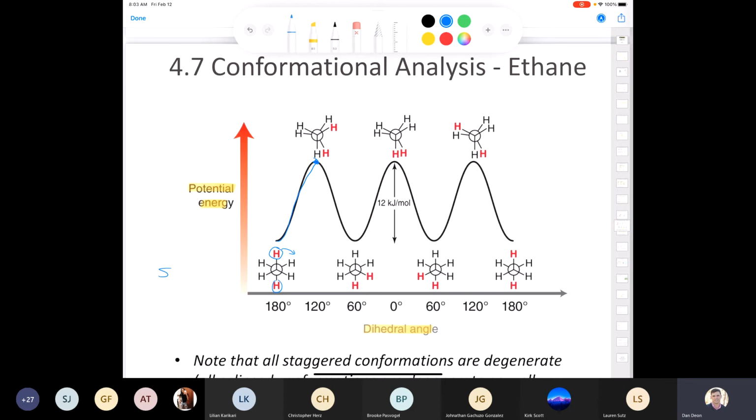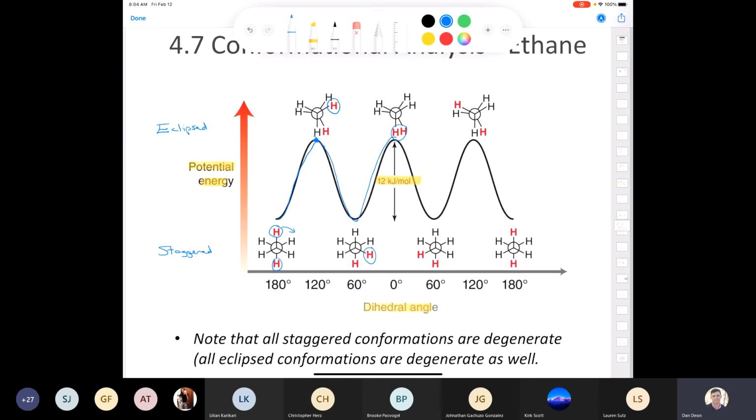Because now we're going from staggered, right? All of these conformations are staggered, to eclipsed. And we said that eclipsed is higher in energy than staggered by 12 kilojoules per mole. And so if we rotate, and I'm not going to do this for every single conformational change, but we rotate this down again 60 degrees, okay, we end up having the hydrogen here. We move it down another 60 degrees, and you see that we keep going from low energy staggered conformation to high energy eclipsed conformation. Now notice that all of the eclipsed conformations are degenerate, and all of the staggered conformations are degenerate.